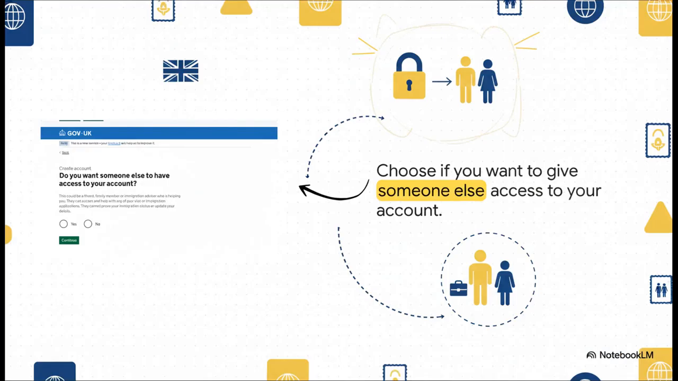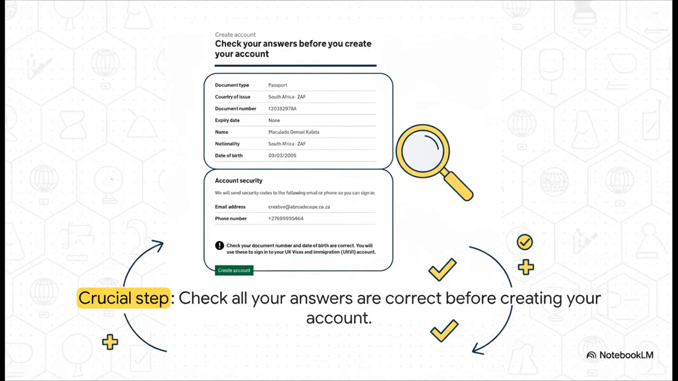At this point, you've got a choice. You can decide if you want to grant access to your account to another person, like a spouse, a parent, or maybe an immigration advisor who's helping you out. This is totally optional, so if you want to be the only one with access, you just select No and move on. Okay, stop for a second.